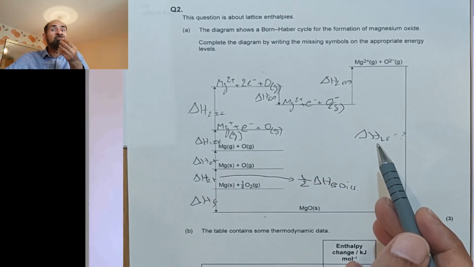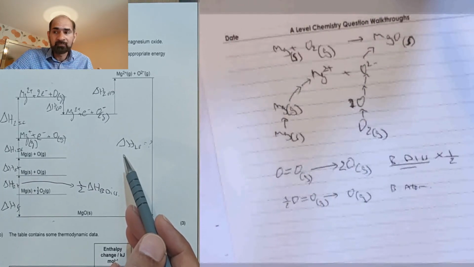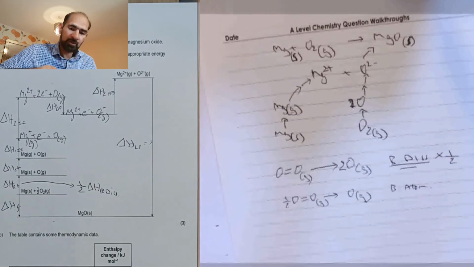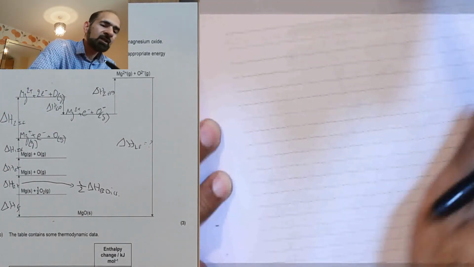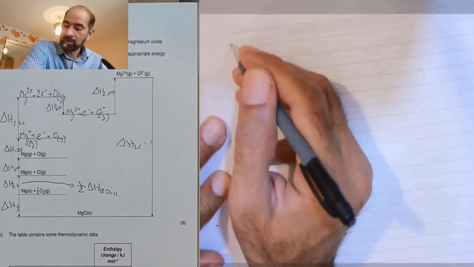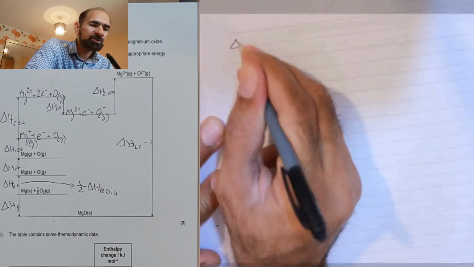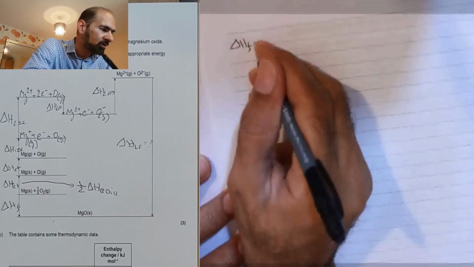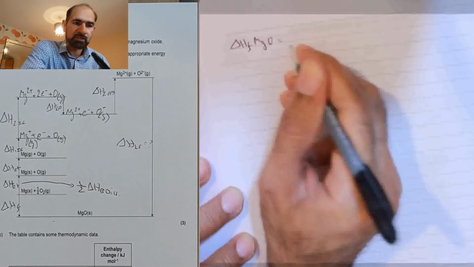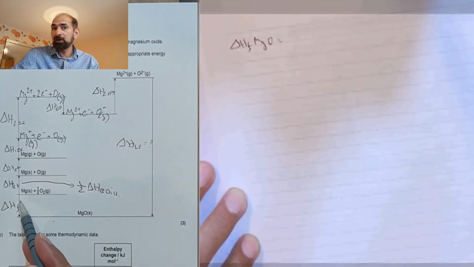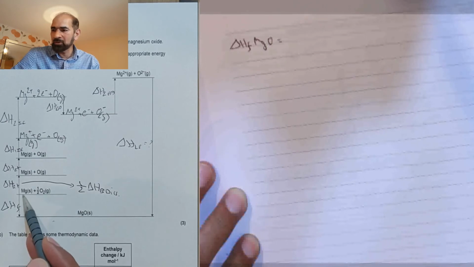Okay. If you are a mathematical person, and this is what I'm going to show you by writing, I will use a formula. So the formula that I start with is this. So I say enthalpy of formation of magnesium oxide is equal to, now this is what I always start with, enthalpy of formation is equal to everything else added together.